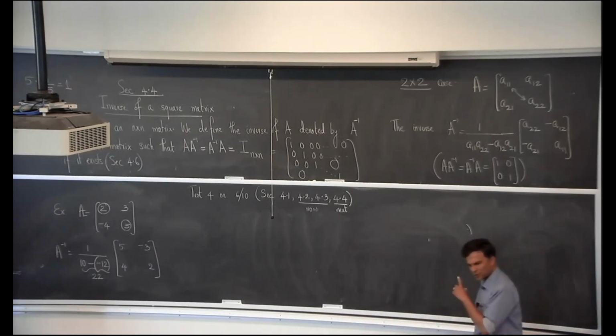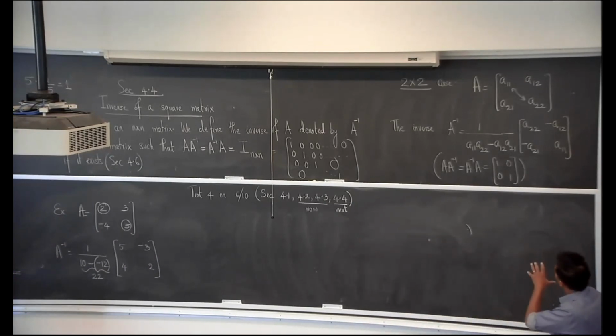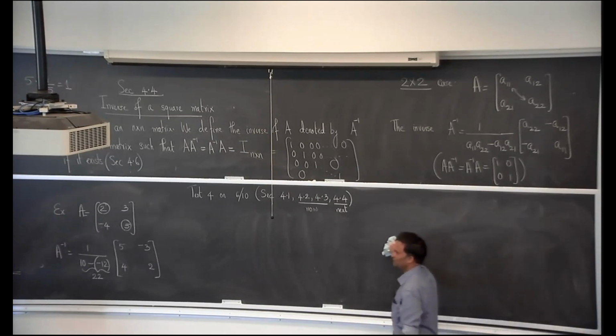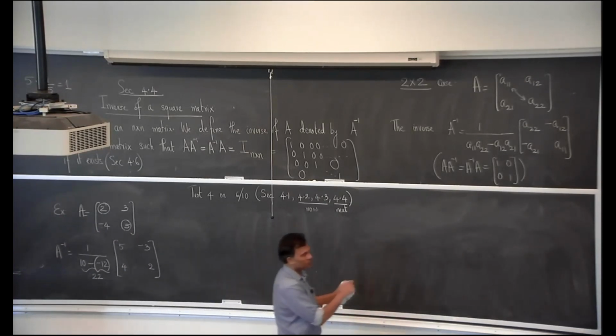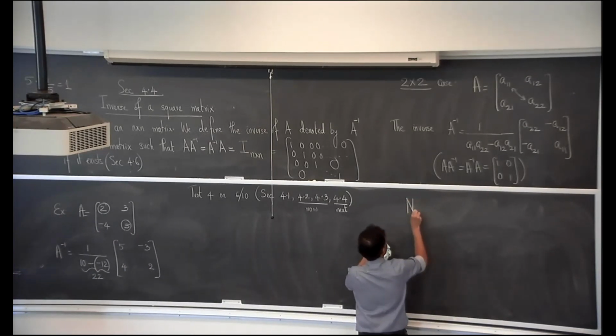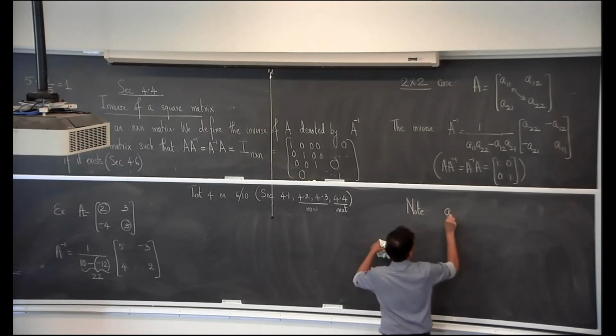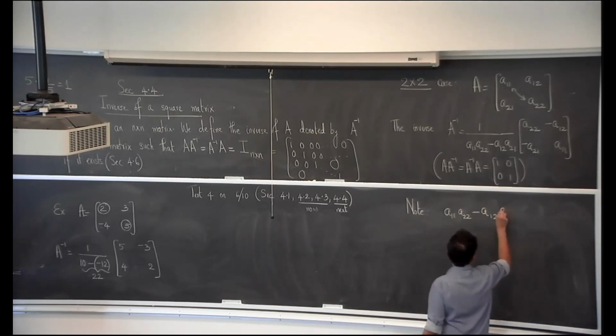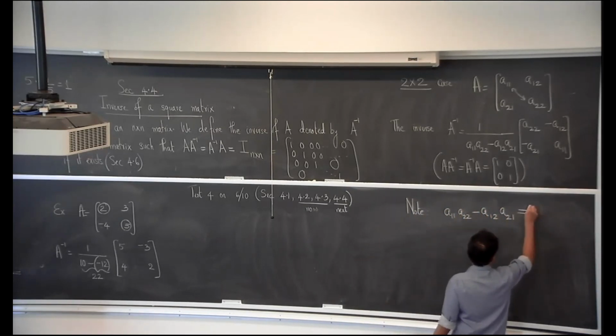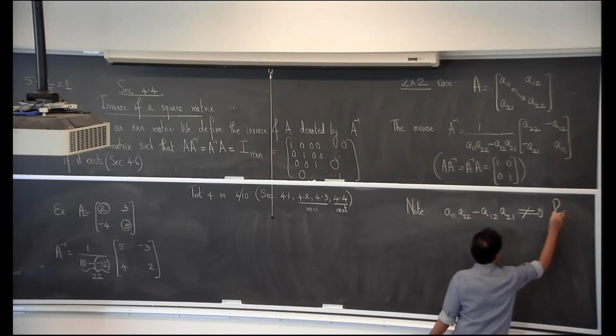Is this inverse always defined, or is there some condition that we should satisfy based on what I wrote there? Is there anything that you need to look out for? Yeah, the denominator cannot be equal to 0. So note that A11 A22 minus A12 A21 should not be equal to 0 for A inverse to exist.